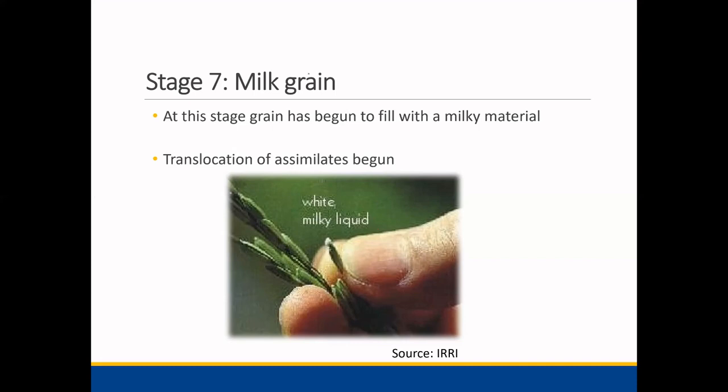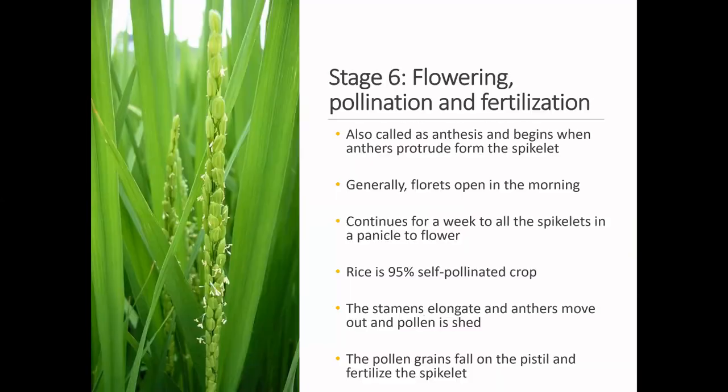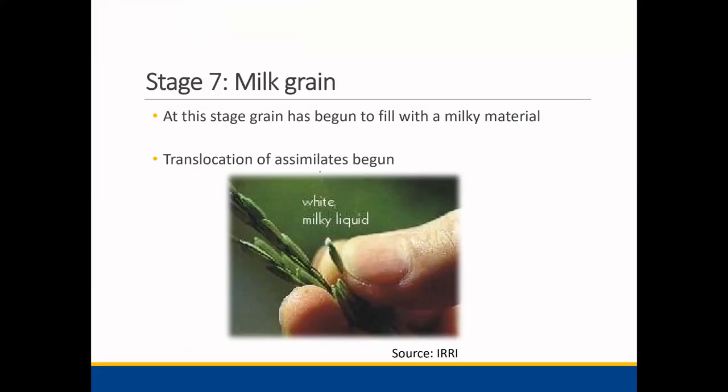So stage 7. Immediately after successful fertilization, what we will have in this spikelet is a kind of watery structure, some liquid, because that's a very, very immature grain.